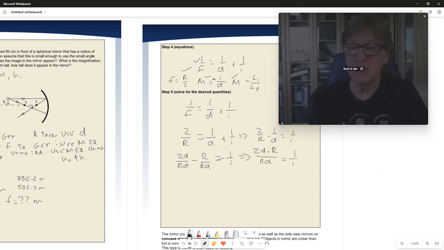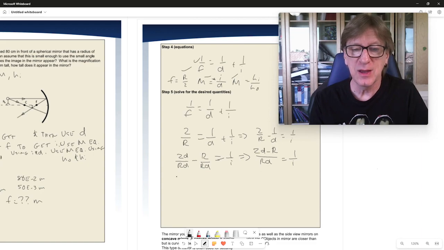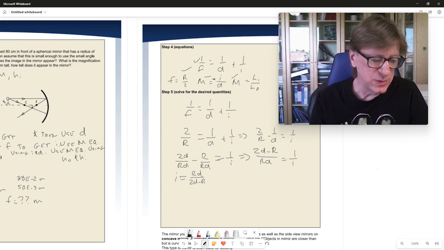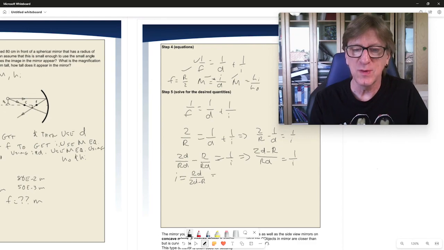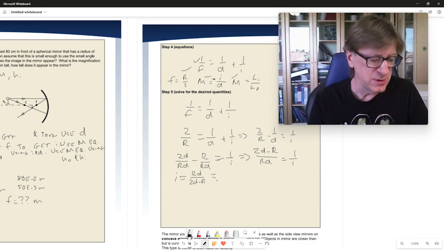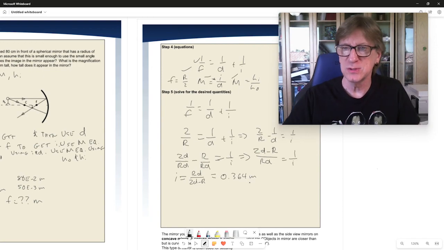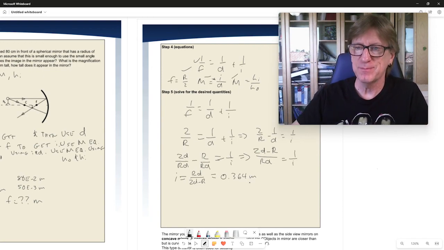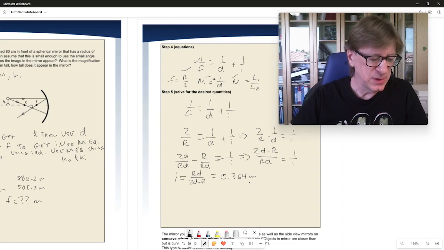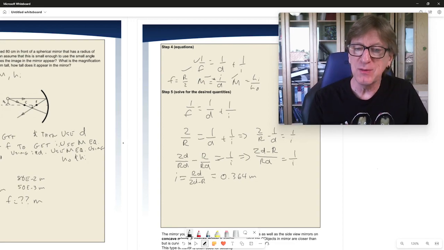Now we're going to flip both sides. And so I have my final expression here for this. I is equal to R over D times 2D minus R. And I already know what those are. And so if you take your values and punch them into your calculator, I get an image distance of approximately 0.364 meters from that. So make sure that you're getting the same thing. All right, now we've got everything that we need.